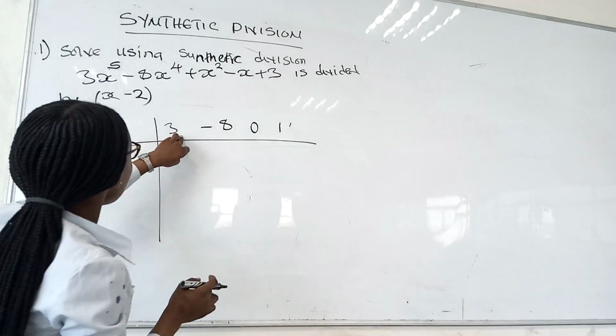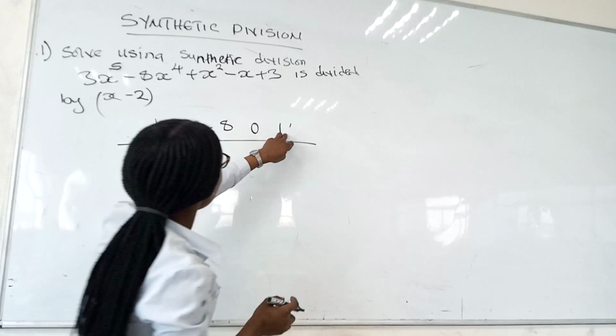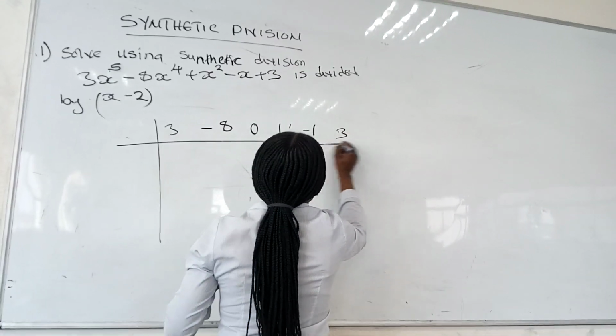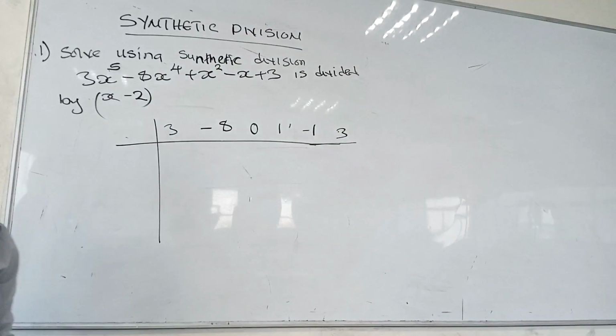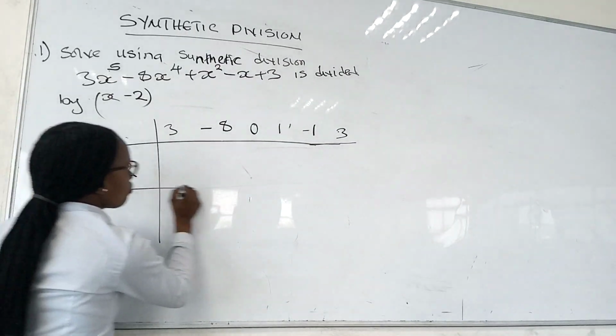So this we have 3. We have negative 8, 0 for the power 3. Then we have 1. We have negative 1. And finally we have 3. So that is what we have. And we've been given 2.